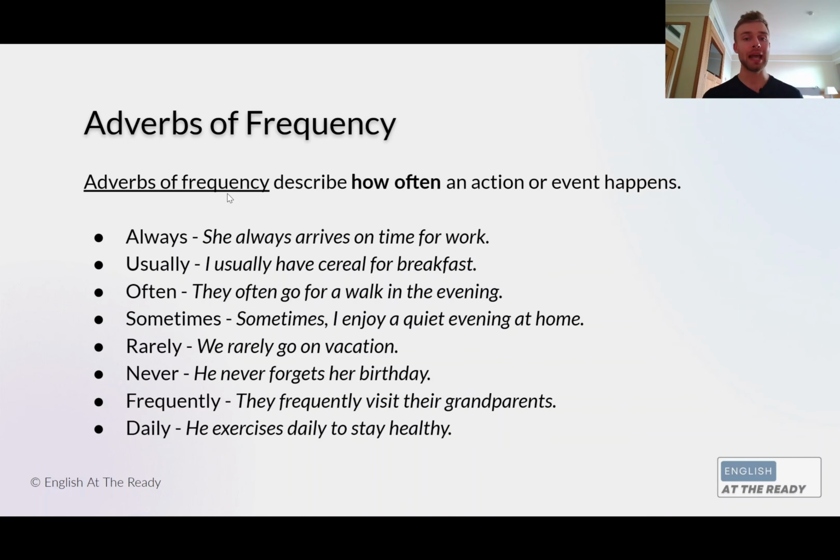Now let's look at adverbs of frequency. So adverbs of frequency describe how often an action happens. So does it happen every day? Does it happen every week? Does it happen never? For example, always. That's an adverb of frequency. She always arrives on time for work. Usually. I usually have cereal for breakfast. Often. They often go for a walk in the evening.